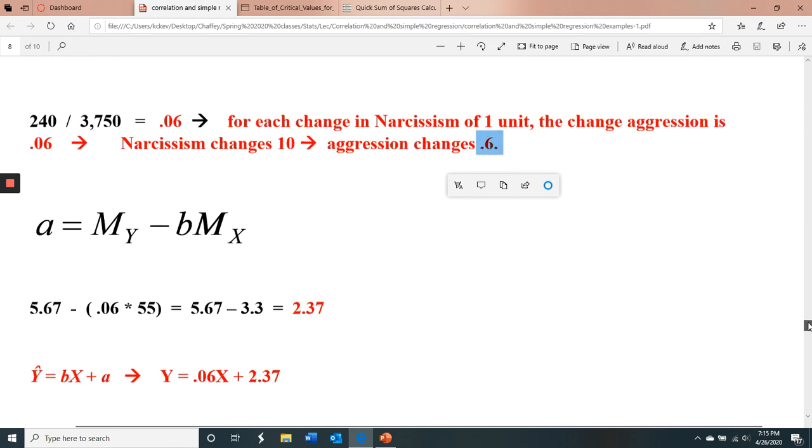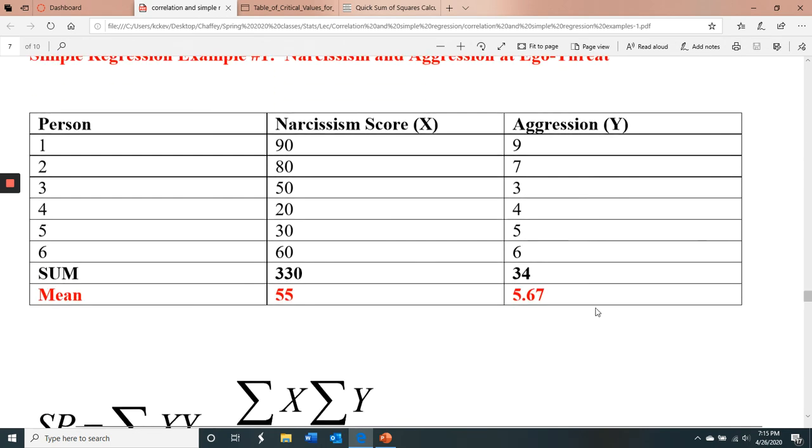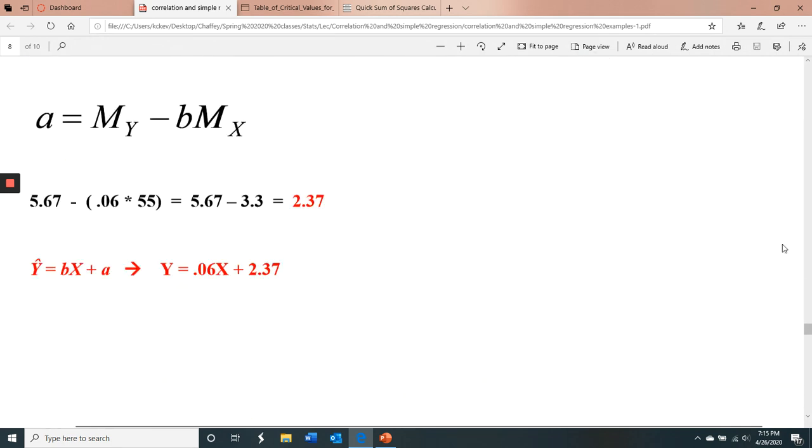Okay, now we're ready to get the y-intercept. The y-intercept is the mean of y minus the slope times the mean of x. Remember, the mean of y and the mean of x is up here. We just calculated that stuff. We knew the sum of x divided by 6 people, sum of y divided by 6 people, gives the mean of y. So we have it right there. We just plug things in. And we just got the slope.